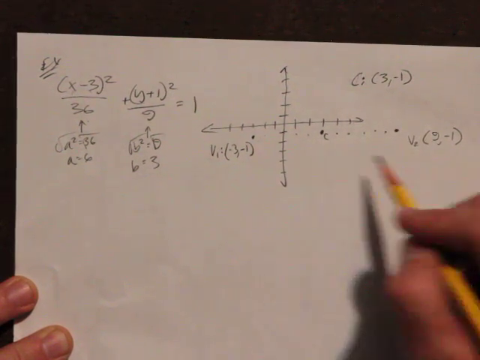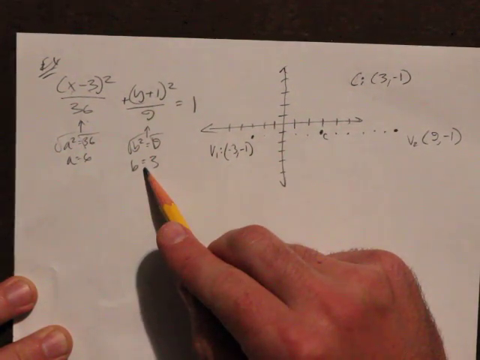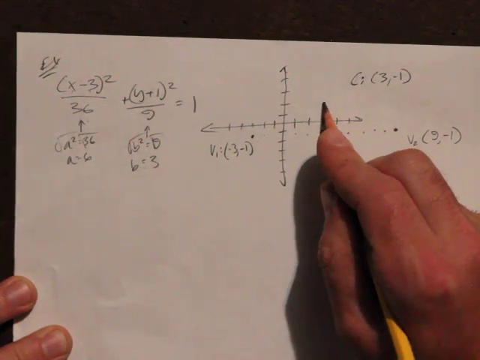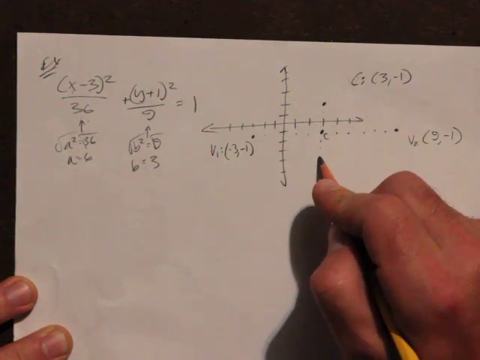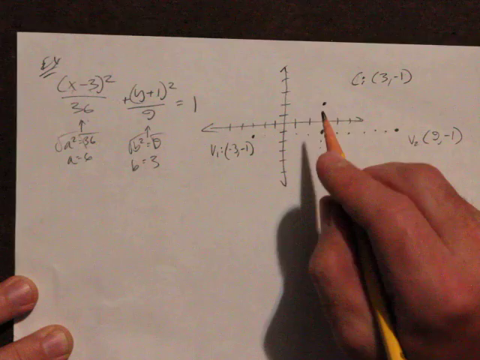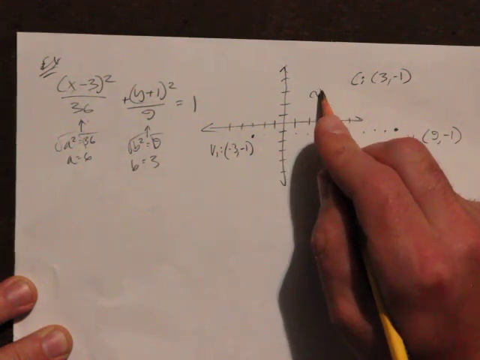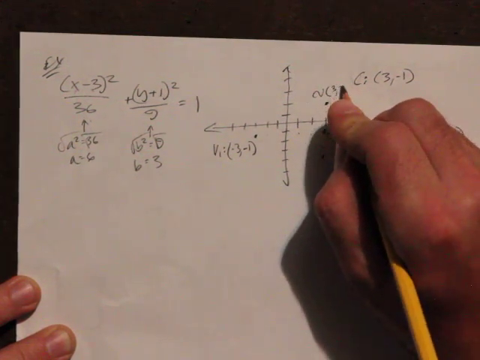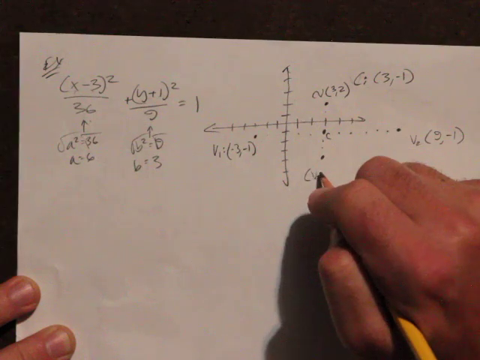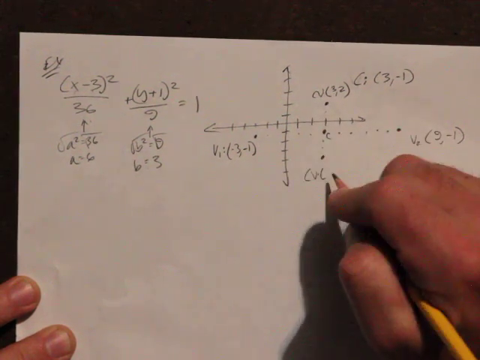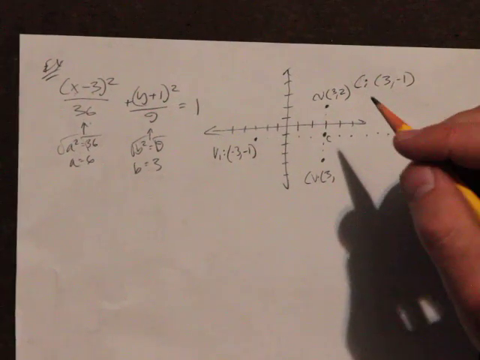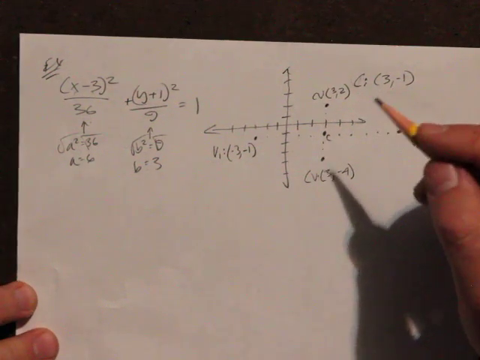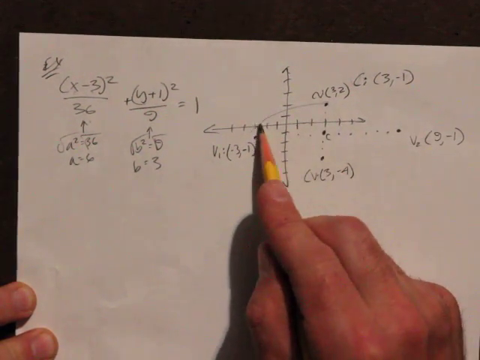All right, so now I'm missing just a couple more things. Let's check b here. So b is going to be up and down. 1, 2, 3. And down 1, 2, 3. So my co-vertex is going to be 3, 2. And my other co-vertex is going to be 3, and then negative 4. Then I'm going to draw my ellipse.